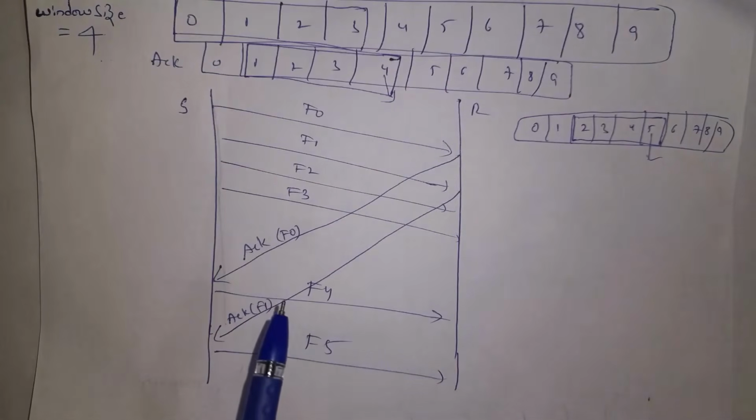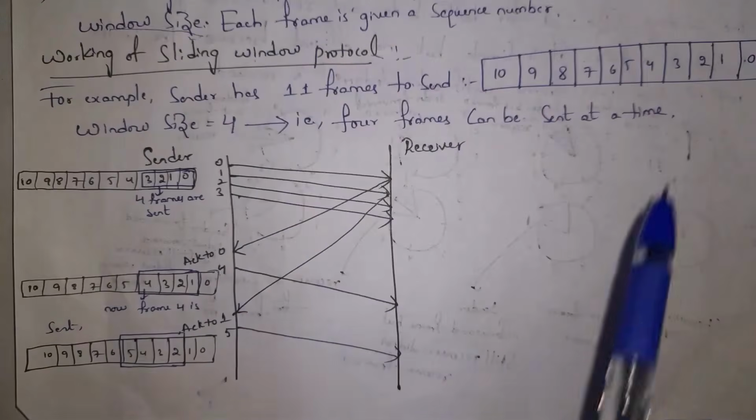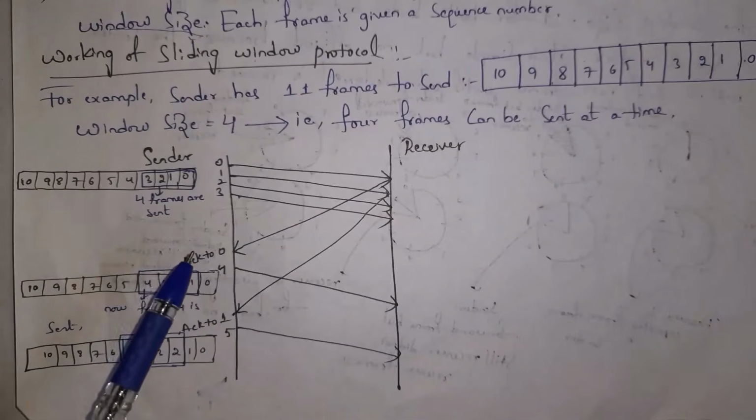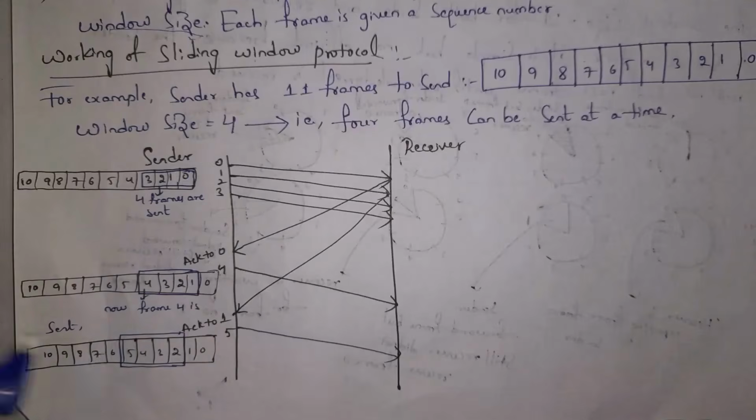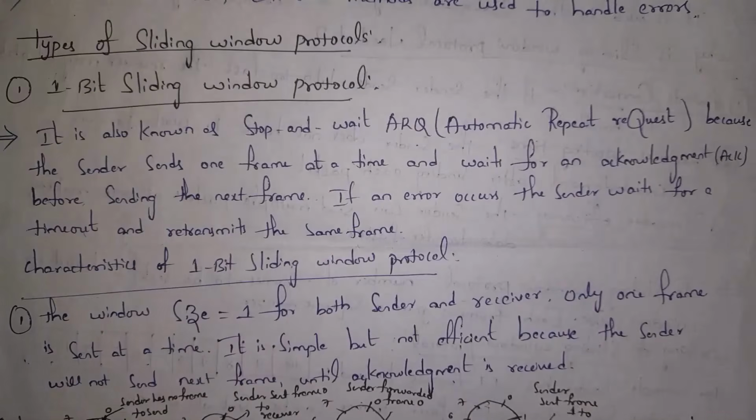After getting acknowledgement for each frame, we are sliding window one step forward in order to send next frame. That is why we call it as sliding window protocol. This is example. At first sender will send frame 0, 1, 2, 3. After getting ACK for frame 0, sender will send frame 4. After getting ACK for frame 1, sender will send frame 5. The sliding window protocols are classified into 3 types.